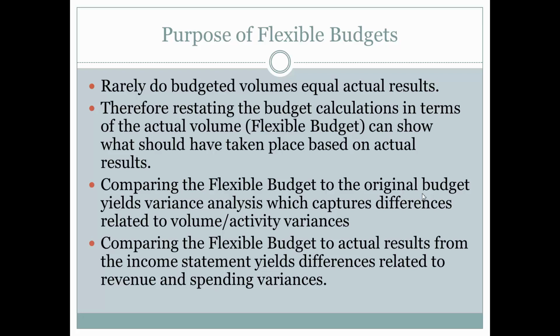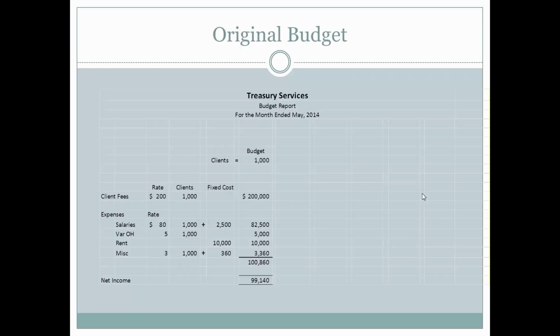Therefore, restating the budget calculations in terms of the actual volume, or a flexible budget, can show what should have taken place based upon actual results. Comparing the flexible budget to the original budget yields a variance analysis which captures differences related to volume or activity. Comparing the flexible budget to actual results from the income statement yields differences related to revenue and spending variances. Let's look at an example so we can understand this.